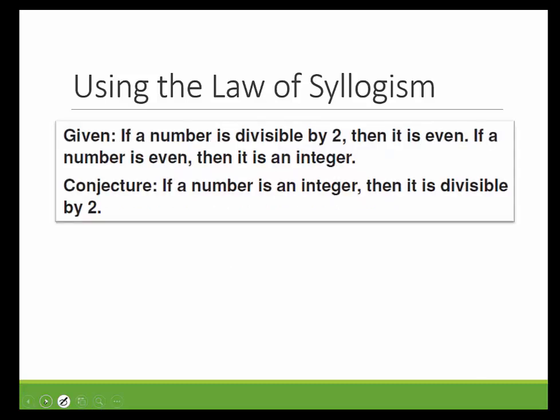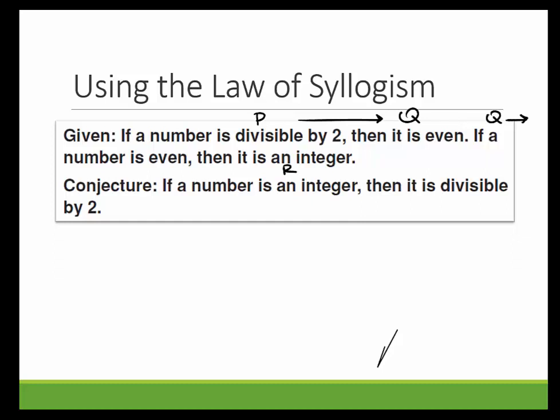So another one. If a number is divisible by 2, then it is even. So here's our first P, then Q. If a number is even, then it is an integer. So here's our Q, then R. So if a number is an integer, then it's divisible by 2.